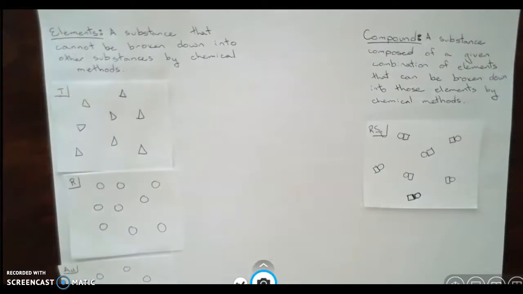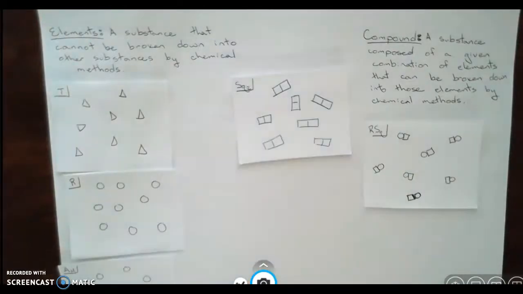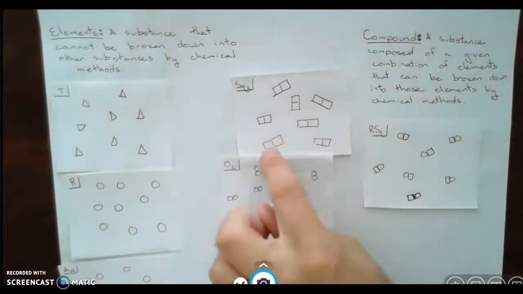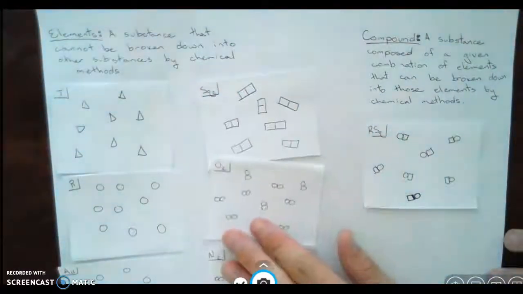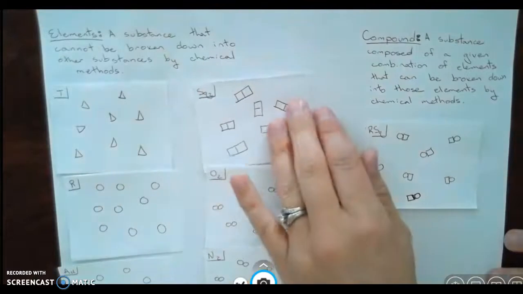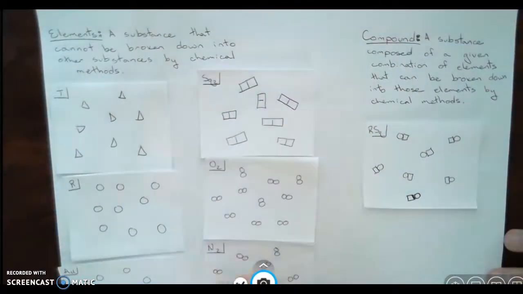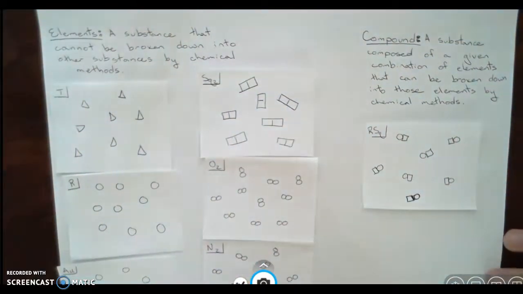All right, so let's look at a couple others. If I gave you this one, where do you think that would go? If I gave you these two, where do you think they would go? Well, if we look at them, you can't really break these down. These are all considered elements. So O2, that's oxygen. We have that in our air all the time. It's what you're breathing that makes you feel so great. And N2, that's nitrogen. It is also in our air.